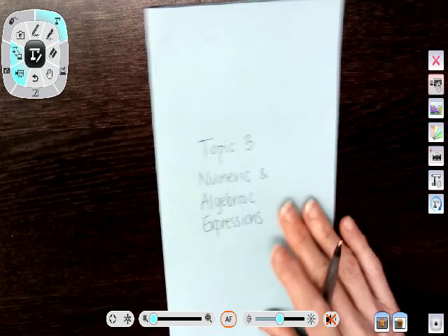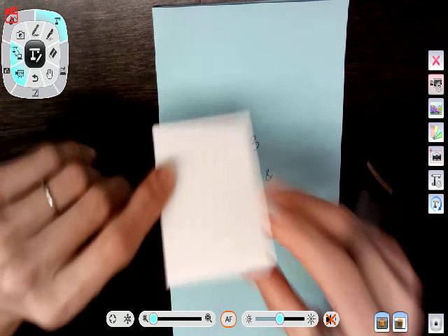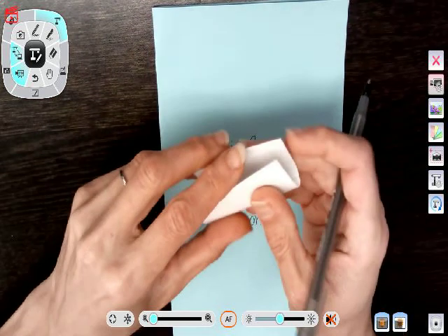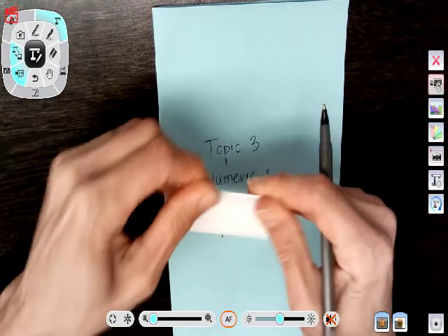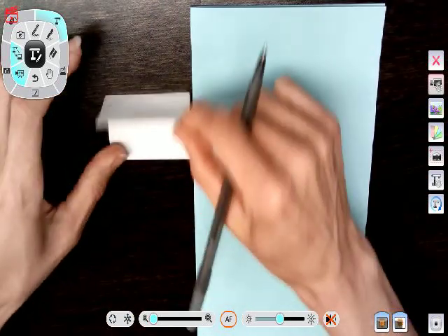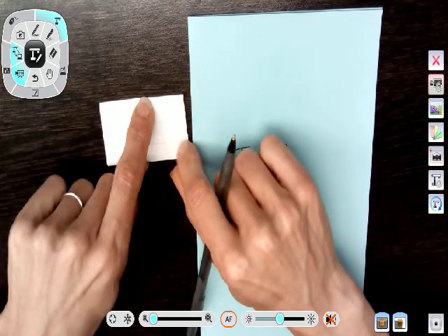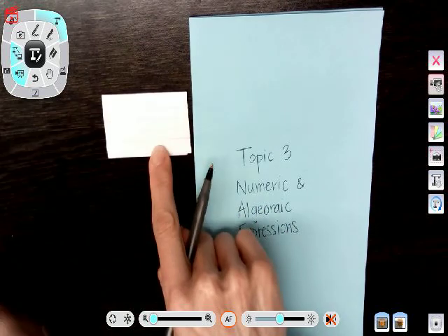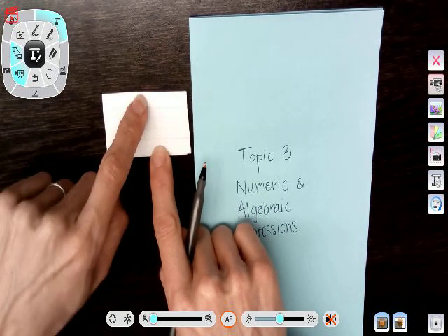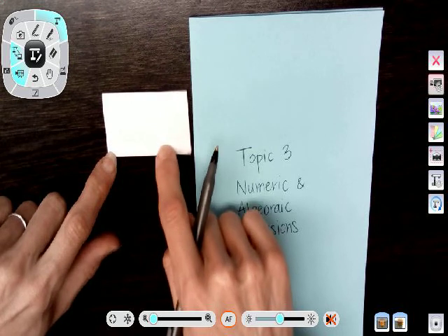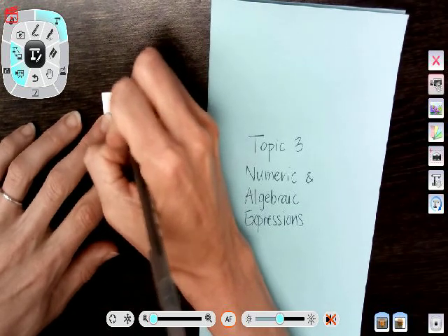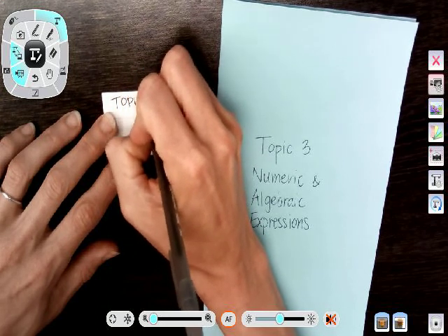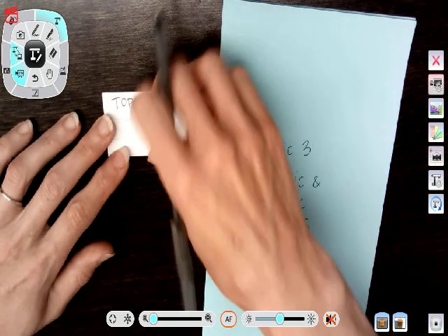Okay. Now you need a new little piece of index card. We're going to do just like we did for topic 2. We're going to fold it with the lines out. Here's the open side. Here's the fold. Open side is at the bottom, fold is on the top. By the fold, we're going to just write topic 3. Okay, so you got your 2 pieces.